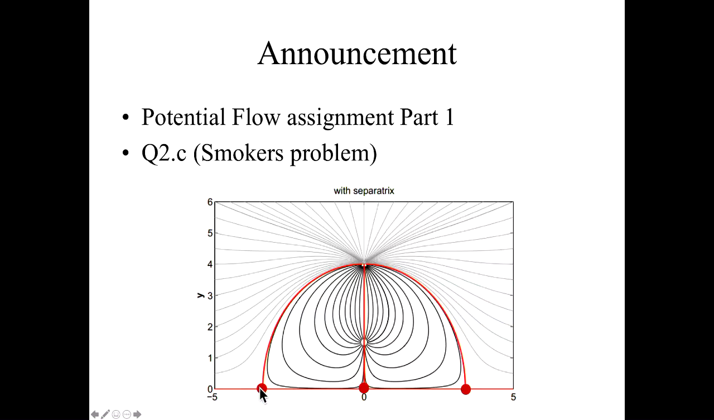I've plotted my stagnation points in red here, these red dots. And all the lines going through my stagnation points are my separatrix, right? And I've plotted them in red. Okay, so all of these are my separatrix lines. And if you have a nice plot like this, then you'll get full marks. All right.